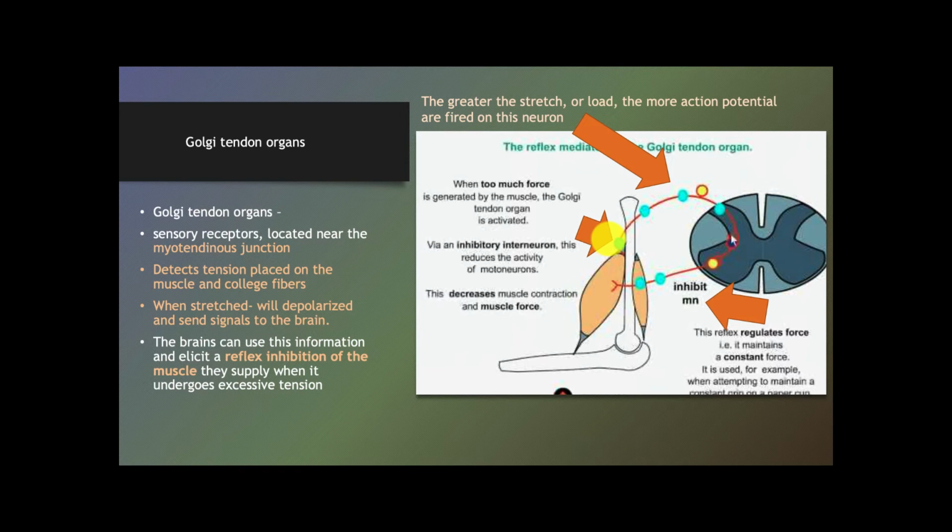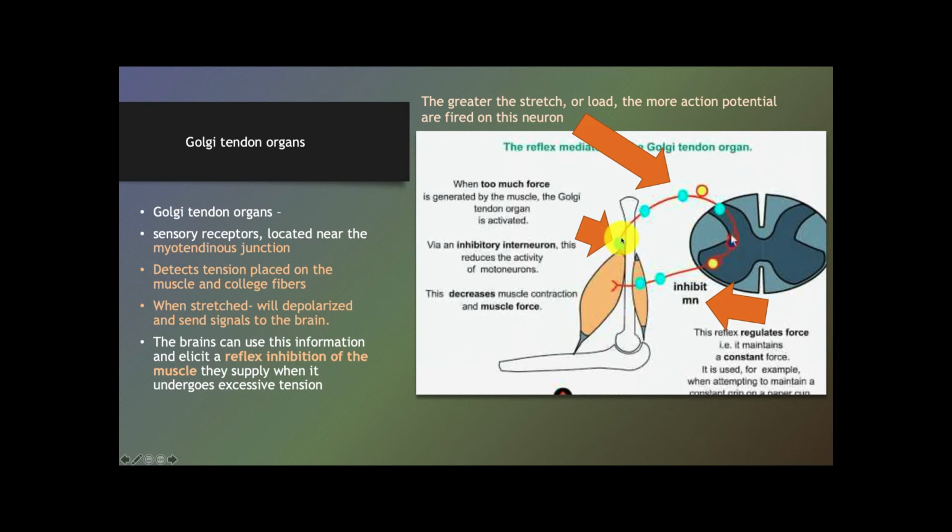So if there's too much force being generated in the muscle, the Golgi tendon organ becomes activated, and when it's stretched, it will depolarize and send messages to the brain, right? So afferent signals would be sent to the central nervous system and out to the brain, and the brain will process that information and say, okay, it's too much weight, it's too heavy, and we are going to inhibit that muscle action. So you can see here that there's a stretching on the Golgi tendon.